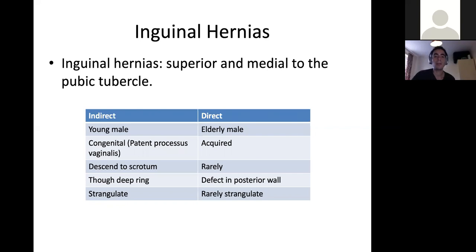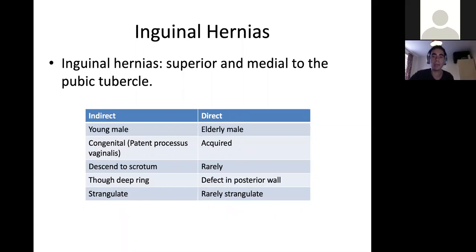Then, to help you in your examination, an indirect hernia would extend down to the scrotum. A direct would rarely descend to the scrotum. An indirect goes through the deep ring. If you're thinking about the deep ring anatomy, it extends along the spermatic cord, through the deep ring into the scrotum. So because the indirect hernia is following the deep ring, it would descend to the scrotum. That just rarely happens in a direct hernia, because essentially it's just a defect in the posterior wall.